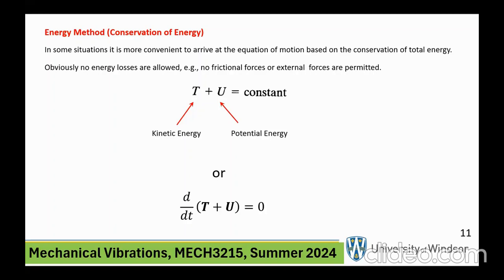Because the total kinetic plus potential energy is constant in the ideal situation, you will see that we can get the equation of motion, the mother of all equations, based on the fact that the derivative of this as a function of time is zero. Okay? Now, you might say, well, what happens if there are energy losses? Well, you can't go that route anymore.